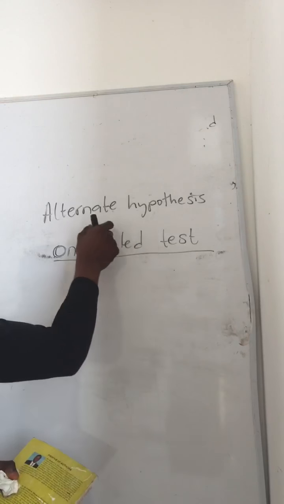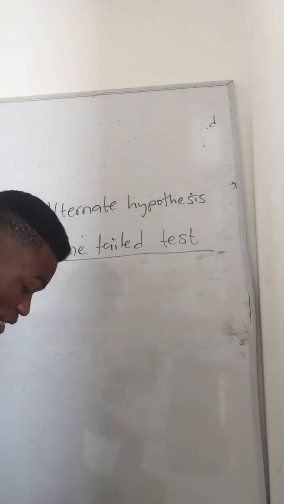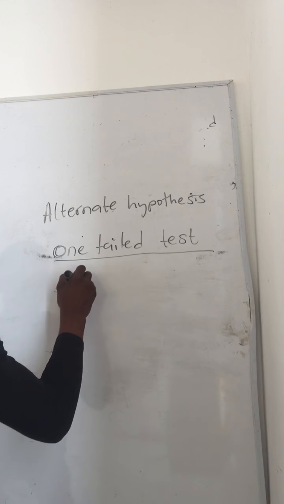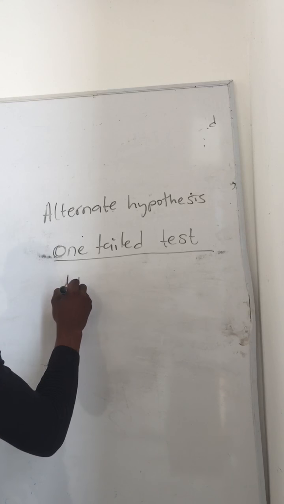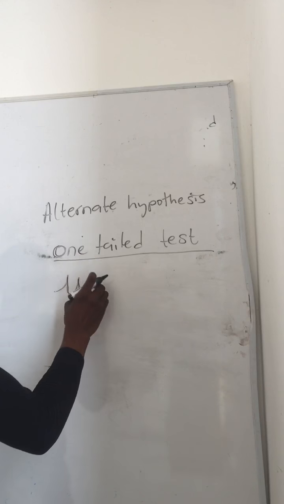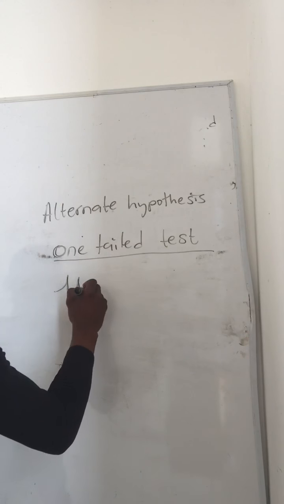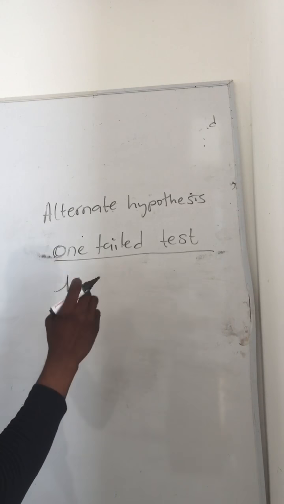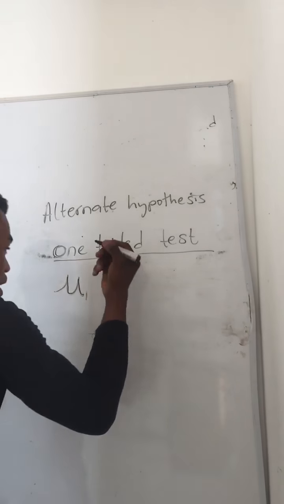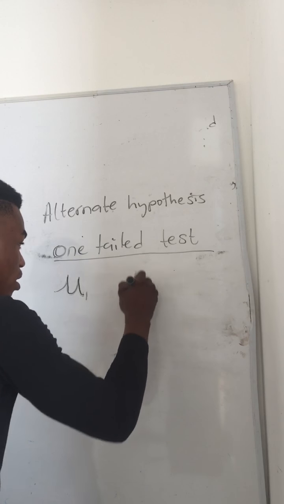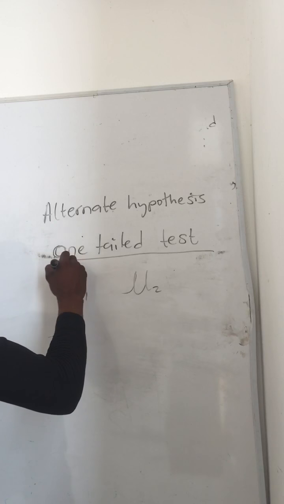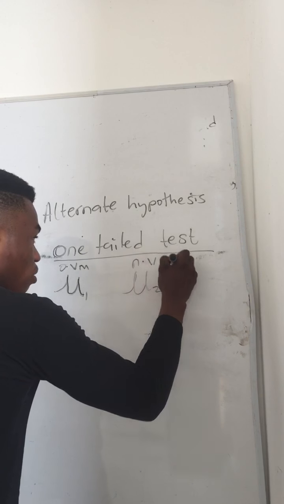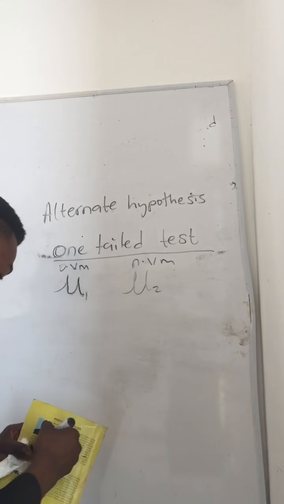And how do we set the alternate hypothesis for a one-tailed test? It depends on the question. Remember we use mu, which represents the population mean, so the population mean of the yield. We represented the mean yield of the old variety with mu1, and the mean yield of the new variety with mu2. So this is the old variety of the maize, and this is the new variety of the maize.